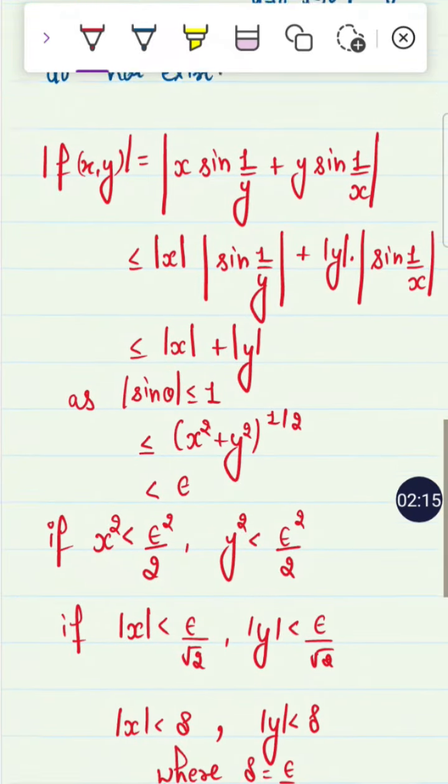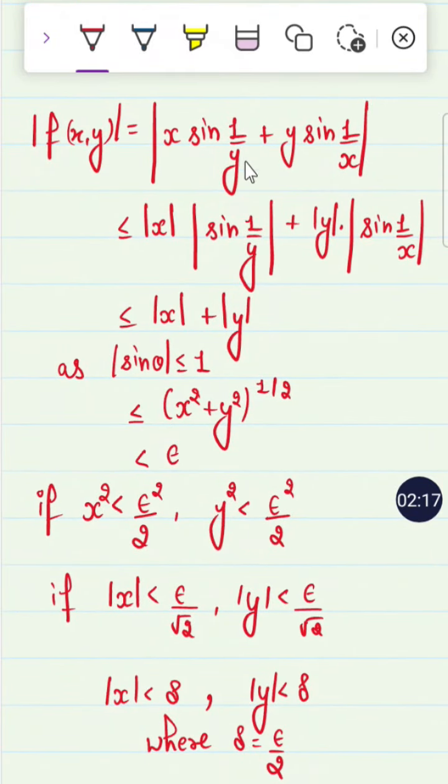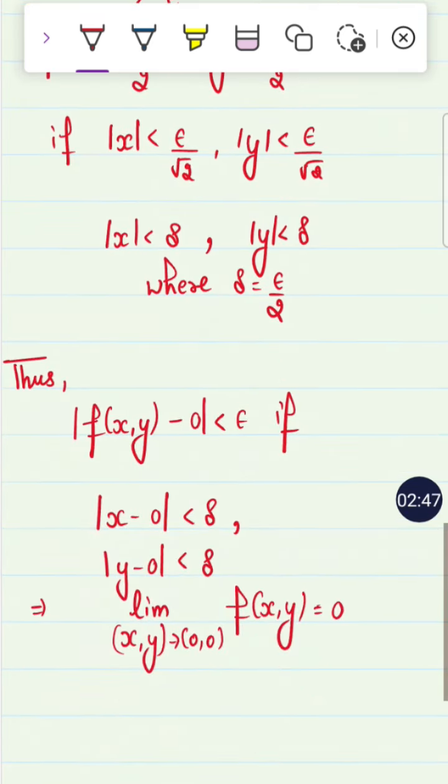So for this function there is no repeated limit. Now find out the limit of the following function. The limit of the function is defined as mod of x times mod of sine 1 over y, plus mod of y times mod of sine 1 over x. Since sine theta is always less than or equal to 1, this will become less than or equal to mod of x plus mod of y. This is less than or equal to x square plus y square whole power 1 by 2. So it is less than epsilon when we take x square less than epsilon square by 2 and y square less than epsilon square by 2. Then it makes delta. So the function's limit is less than epsilon. This becomes the function's limit is 0.